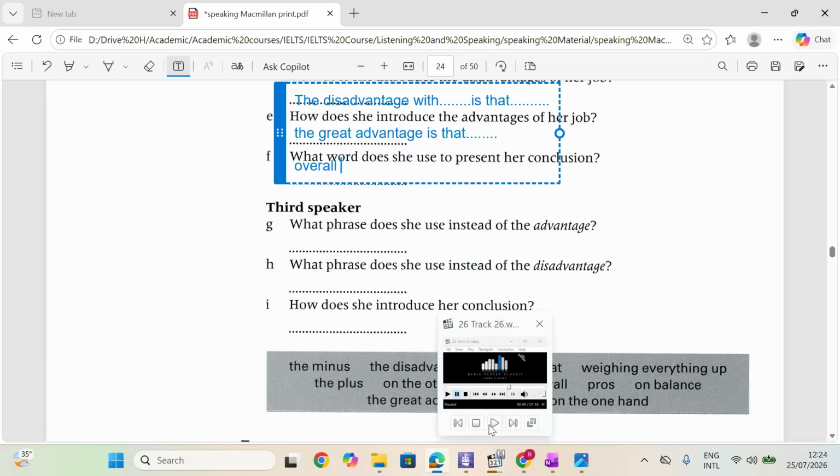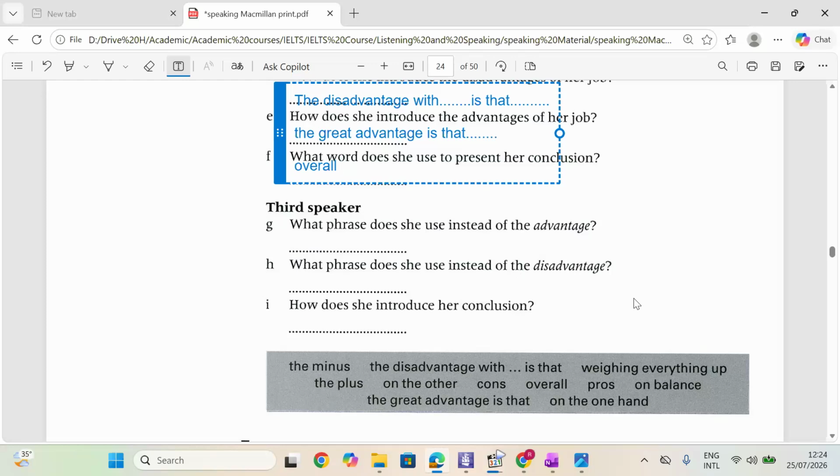Listen. Speaker 3. The plus is, of course, the wages you can earn, although students often don't earn a lot. Another advantage is the work experience, which sometimes can be very useful, meeting the right people and so on. The minus is the time you have to spend working instead of studying. Weighing everything up, I'd say only work if you have to.